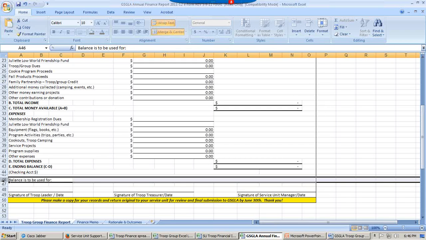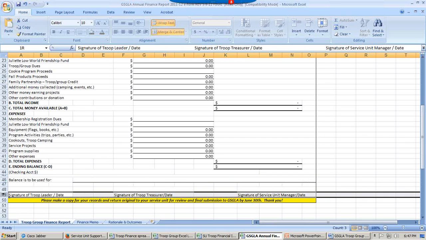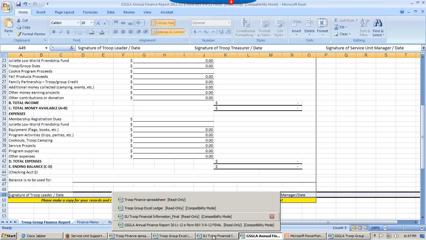It's really important. Whoever's bringing this report needs to know what's happening. So if there's ever a disconnect, you need to talk to the leader or whoever is working with the girls on their goals. And then, really important, you need signatures. Don't bring them to your service unit designee unless you have your troop leader signature and your treasurer's signature, because we're going to hand it back to you and you're going to have to go back and get the signatures.